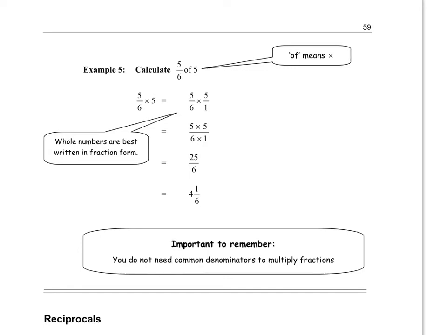Our last example of multiplication in fractions is 5/6 of 5. Now, strictly speaking, 5 is not a fraction unless we write it in fraction form as 5/1. So then we can go ahead and perform the fraction multiplication. 5 times 5 is 25, 6 times 1 is 6. That's an improper fraction. Change it to a mixed number and it becomes 4 1/6.